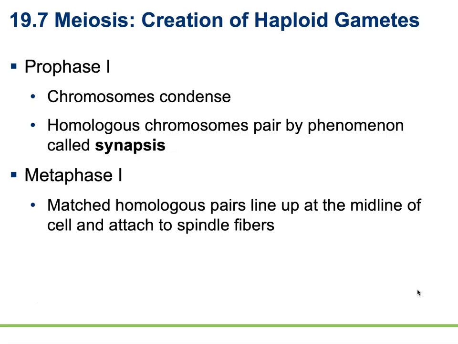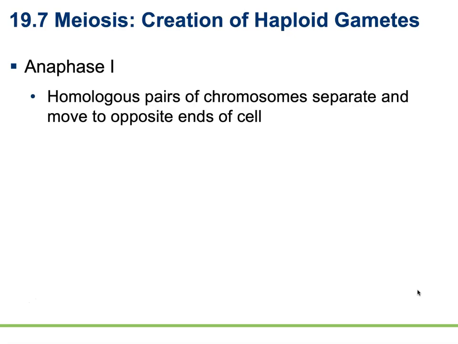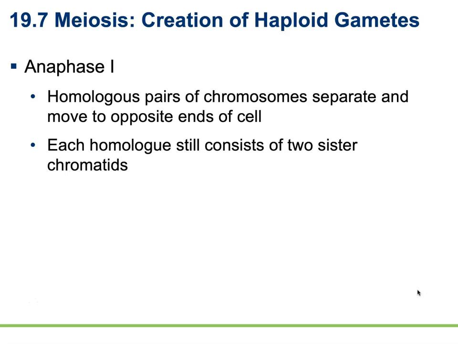Metaphase I, we're going to see matched homologous pairs line up at the midline of the cell and attach to the spindle fibers. This is where we're going to see another introduction of genetic variation known as independent assortment. And again, we'll come back to that. In anaphase I, it's going to proceed just as you would expect it to. Homologous pairs of chromosomes are going to separate and move to opposite ends of the cell. Each homologue is going to consist of two sister chromatids at this stage.